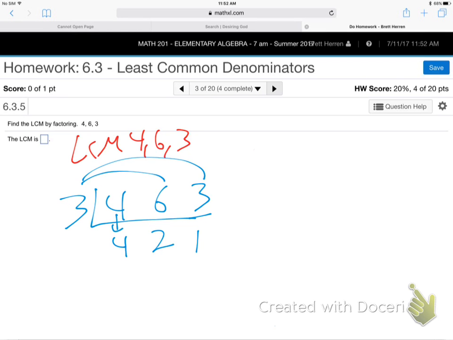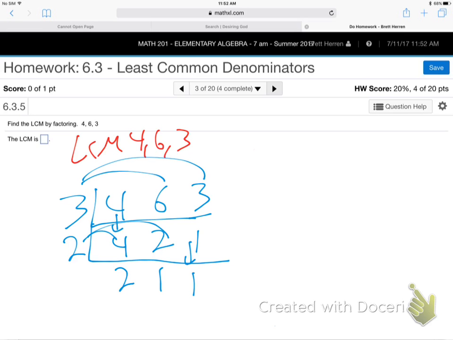Now, can we do another layer? Is there something else in common? Yeah, the 2. And you could have done the 2 first and then the 3. The order doesn't matter. Do the 2. 2 goes into 4 2 times. 2 goes into 2 1 time. 2 doesn't go into 1, so bring it down. So whenever something doesn't go into something, you just bring it straight down, unchanged.